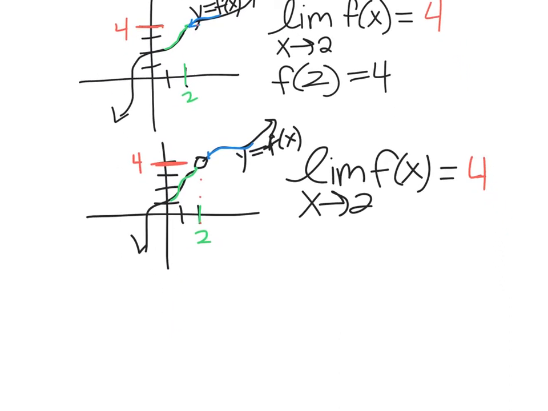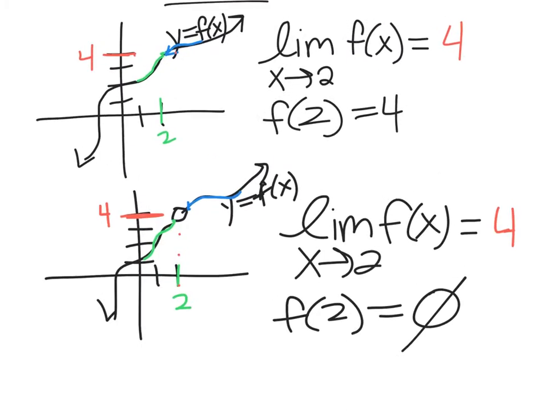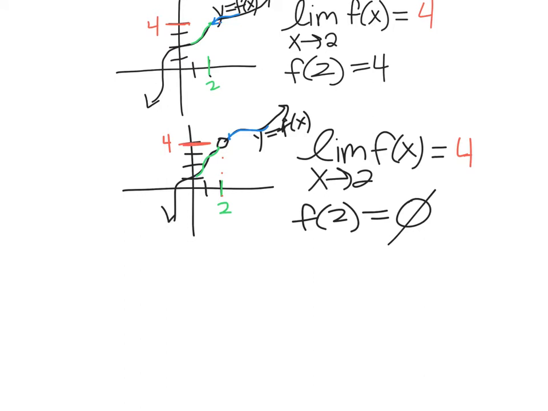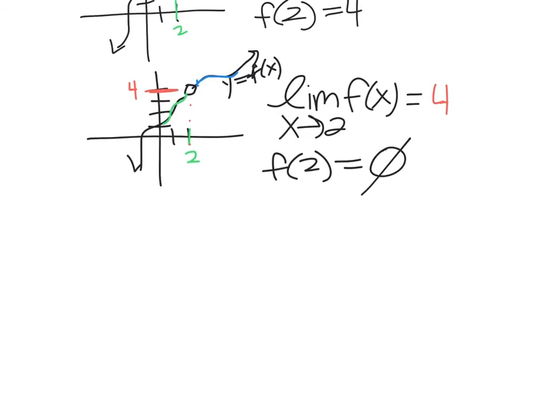And then if I were to say, what is f of 2? Well, f of 2 doesn't exist. There's no y value at x equals 2. There's a break in the graph there. So these don't have to be equal to each other. The last one they were, the value at 2 was 4. But here it's not, but there's still a limit. People will say the limit doesn't exist there, but it does. It's approaching 4. It doesn't equal 4, but it's approaching 4.